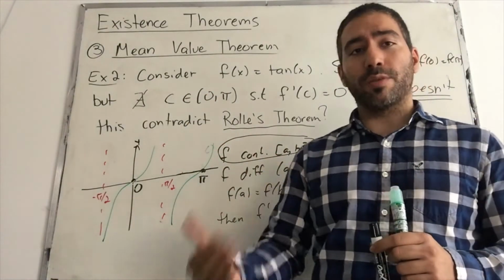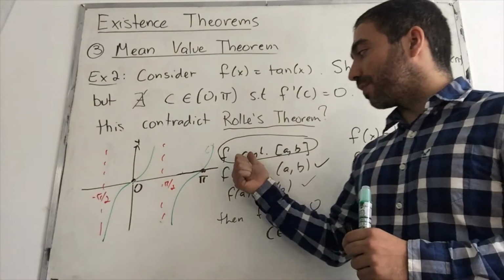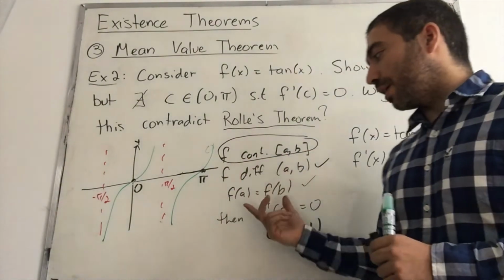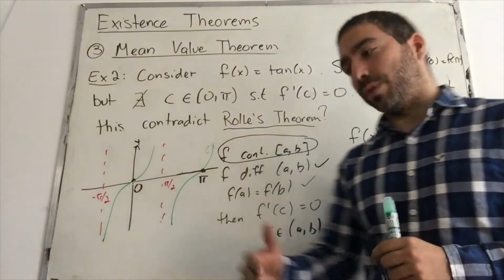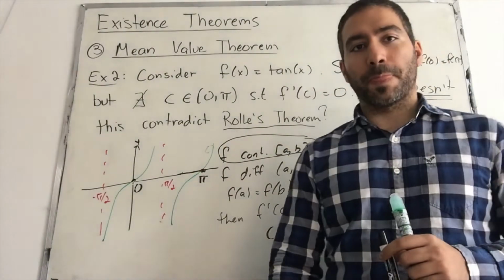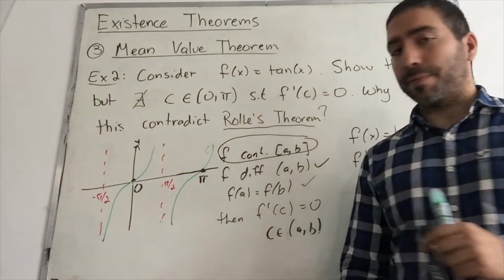So in order to apply Rolle's theorem, it's really important that you catch that we have continuity, differentiability, and f of a equal to f of b. If those three conditions are satisfied, then we could use Rolle's theorem. Okay, so watch out for that.